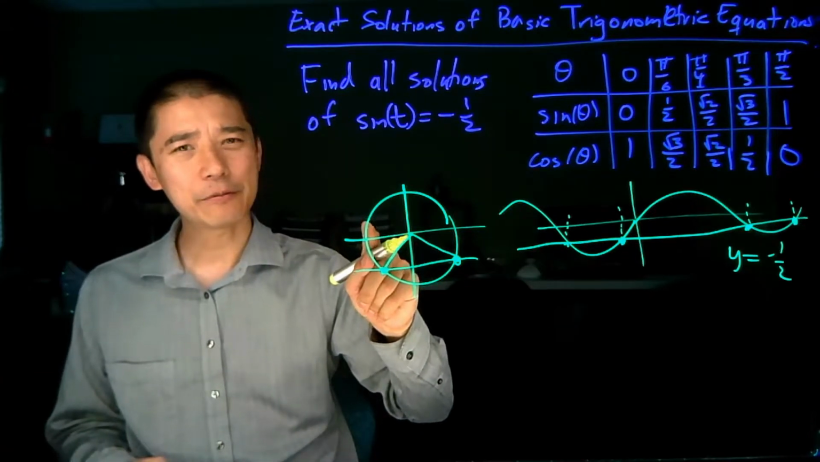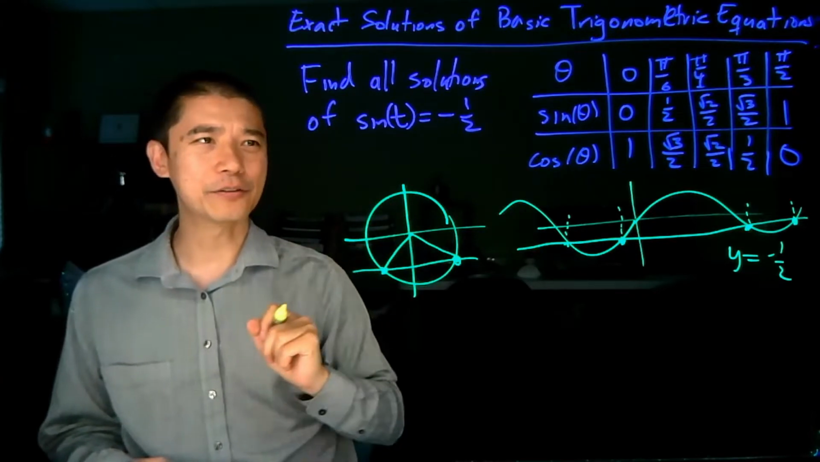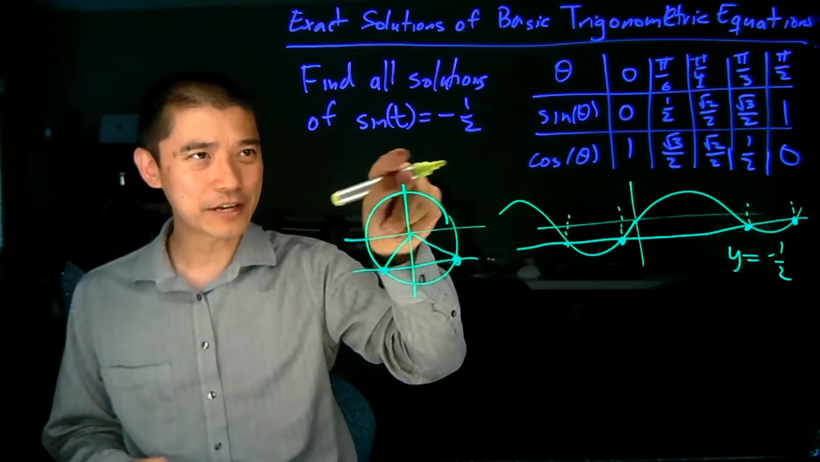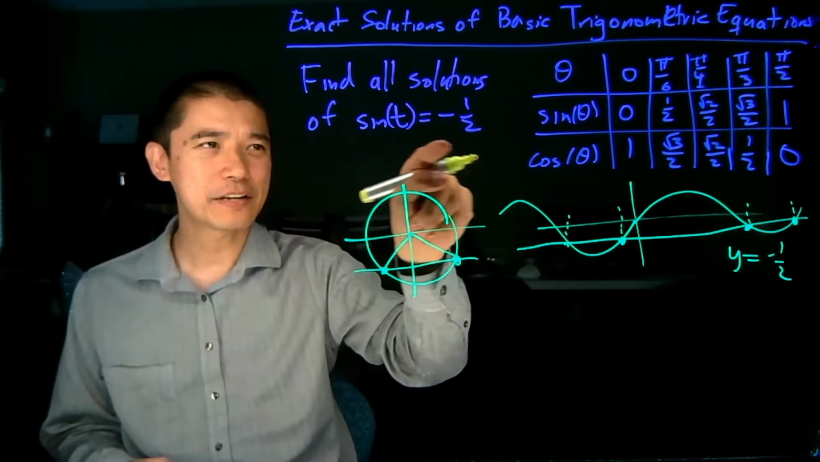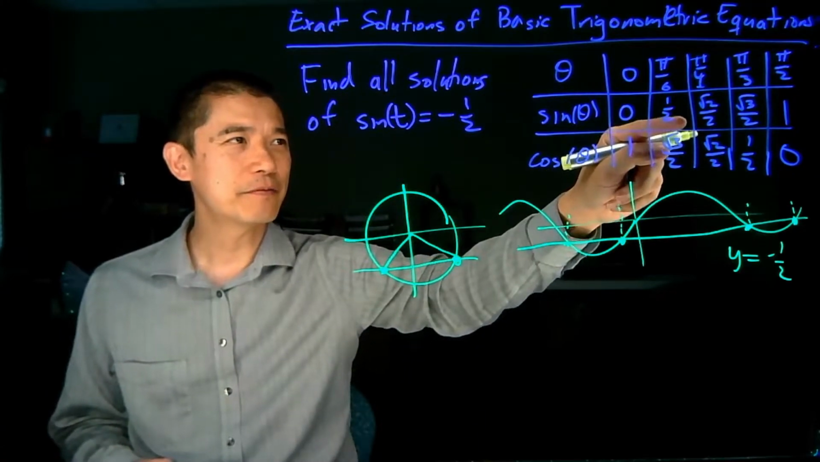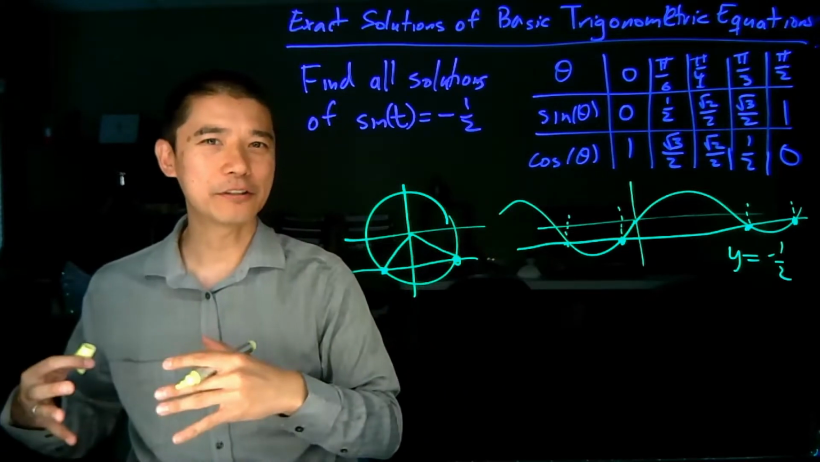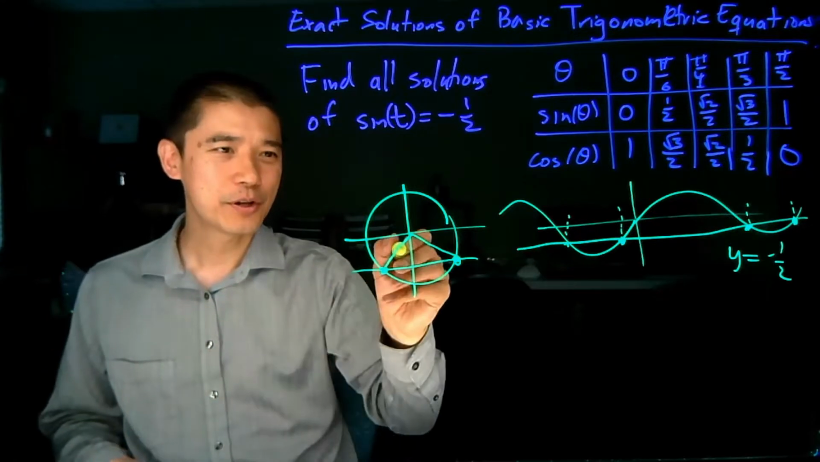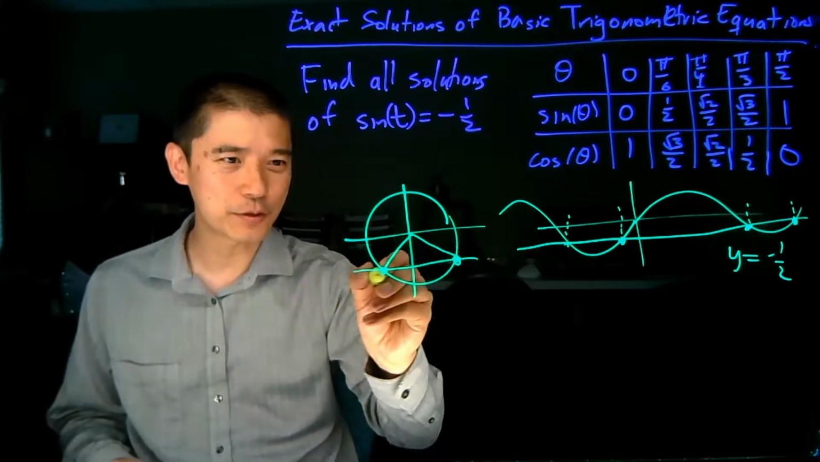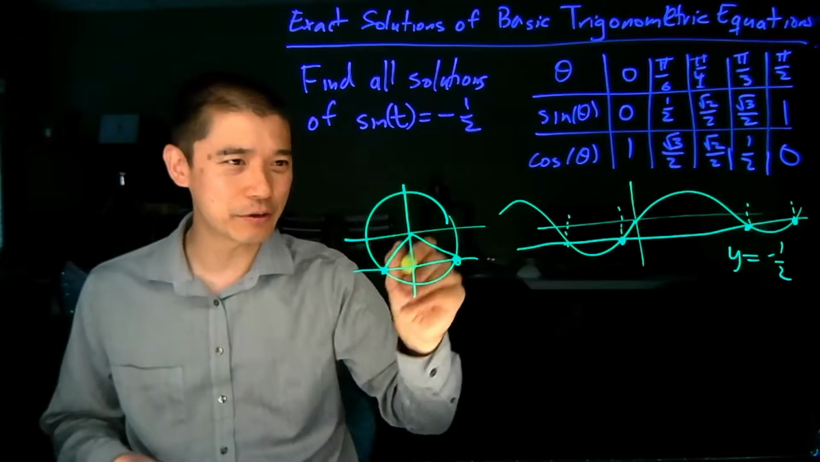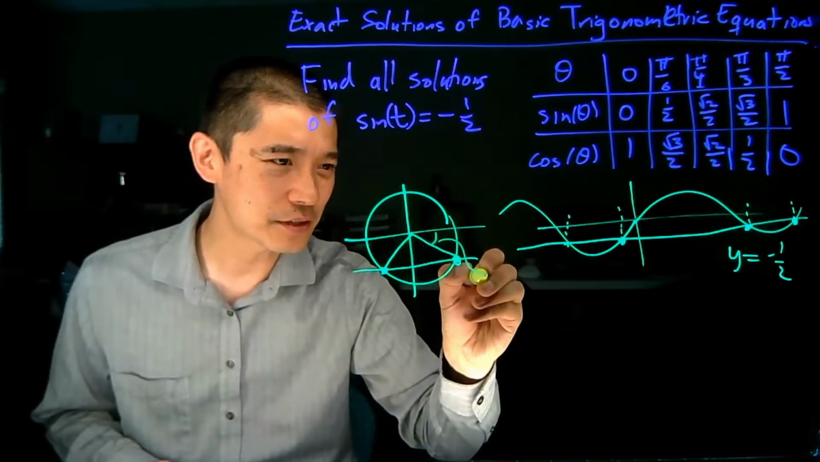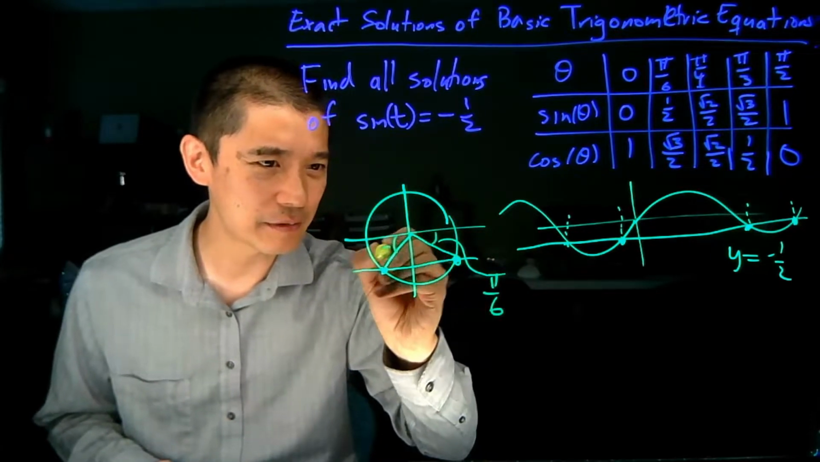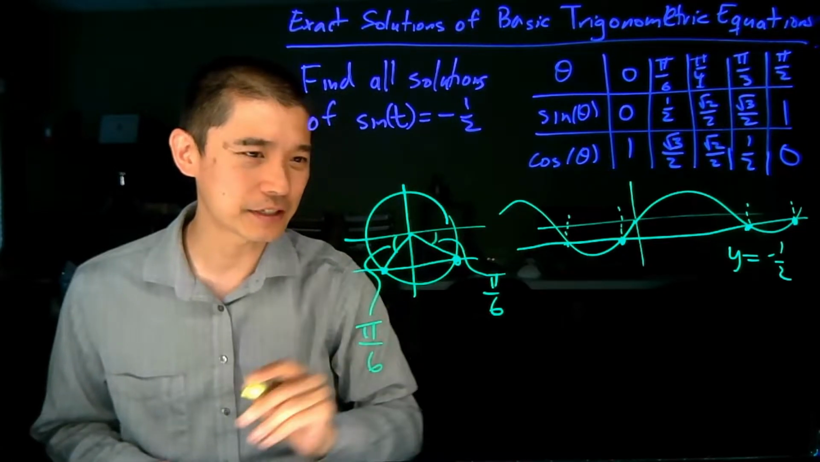Here's where we're going to have to go back to our concept of reference angles. If we look at this value right here, sine of t, and forget the negative sign for a moment, sine of t equals 1/2. We can find on the chart that the angle is pi/6. That pi/6 corresponds to the reference angle. So in this picture, since we have solutions in the third and fourth quadrants, this is going to be pi/6, and this is going to be pi/6.